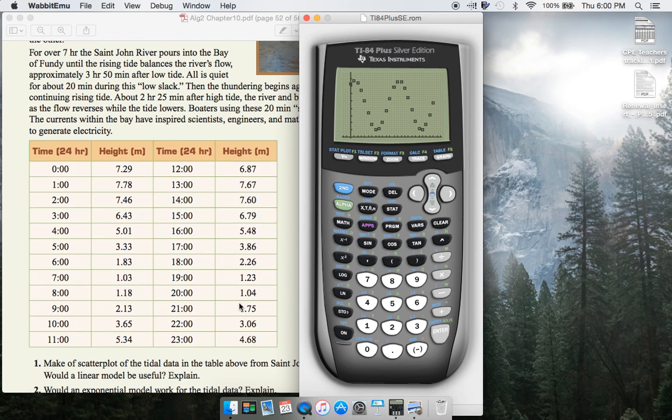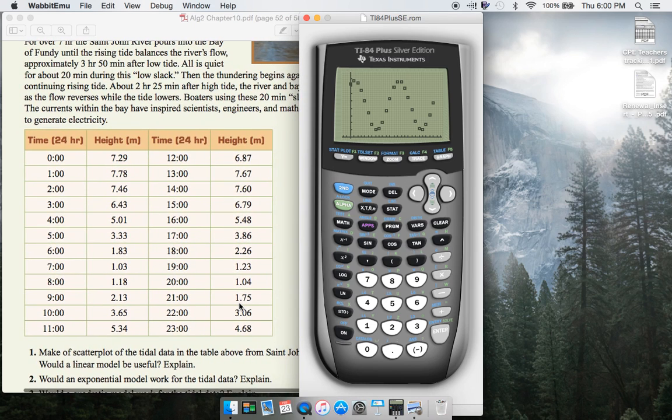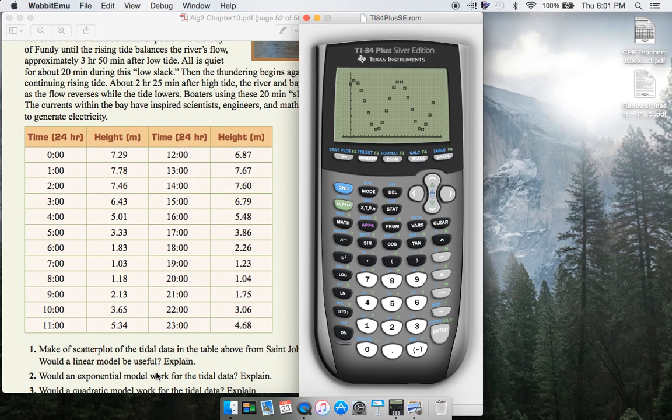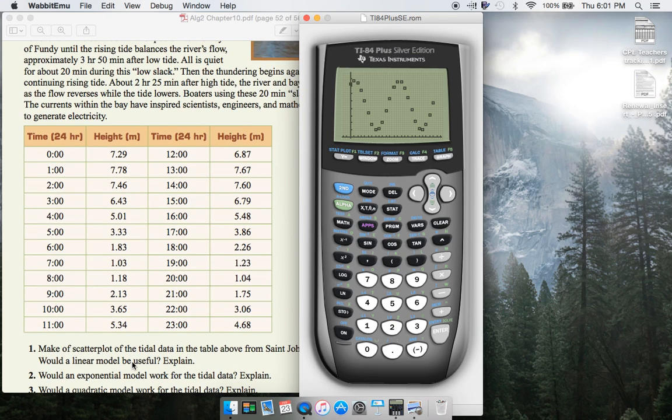Awesome. Okay, so the next couple questions ask us, would an exponential, or I'm sorry, this first one asks, would a linear model be useful? Well, by linear model, what that means is, does this fit like a line? Does this look like a line? No, it doesn't. So a linear model doesn't really model anything in a linear fashion. Look at all these curves. Lines are straight. This is not straight.